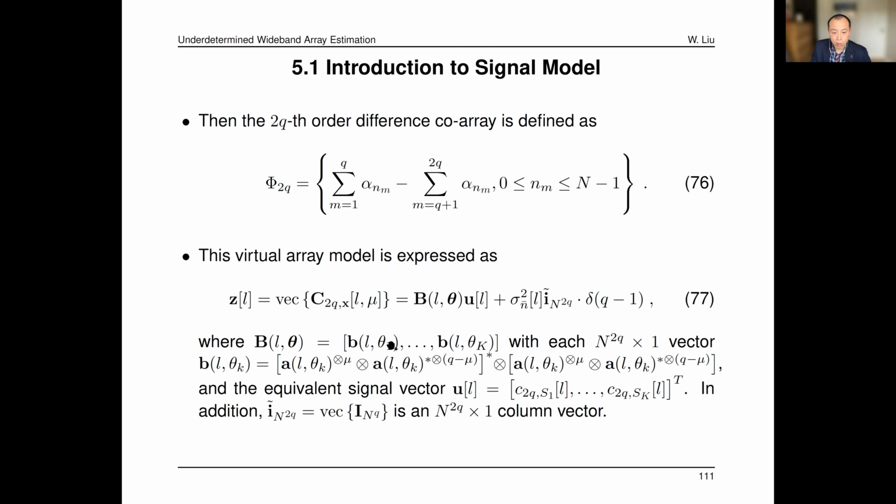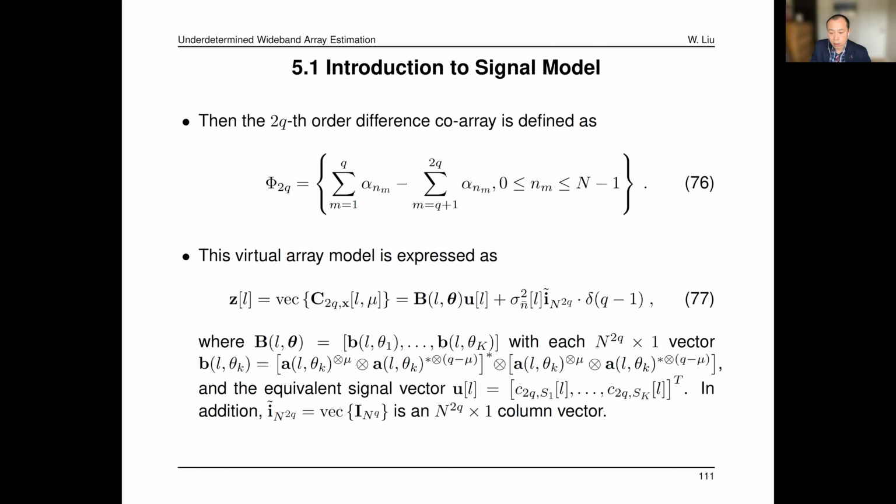And this B(θ_k), the virtual steering vector for this fourth order, is given by this. So basically you have four components of this A(θ_k), and you do this Kronecker product.